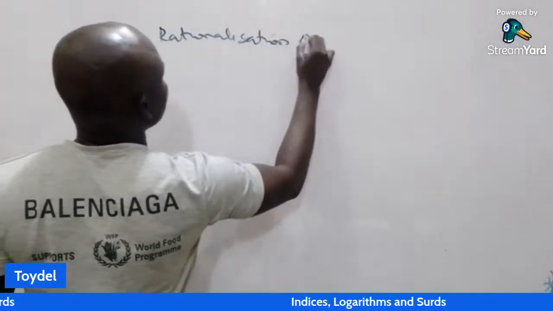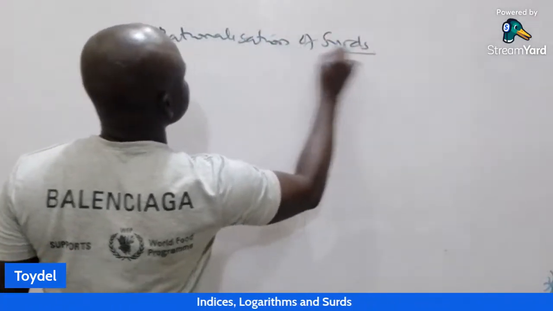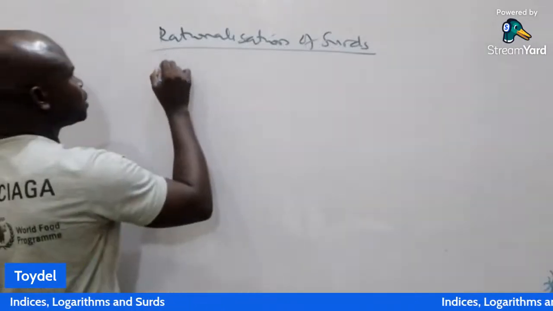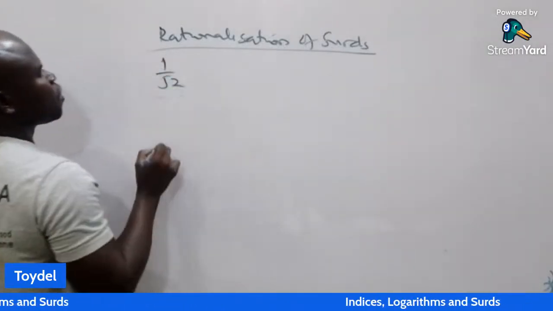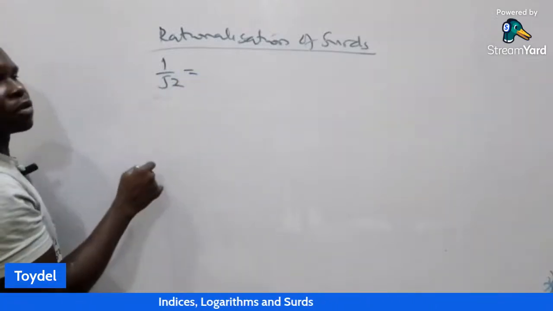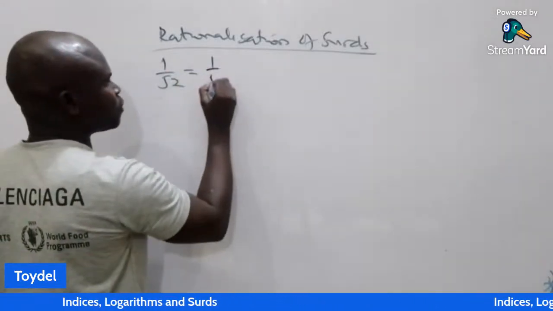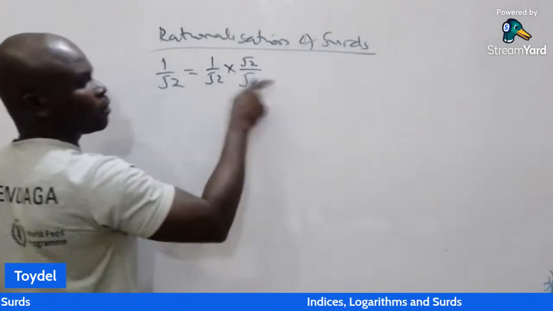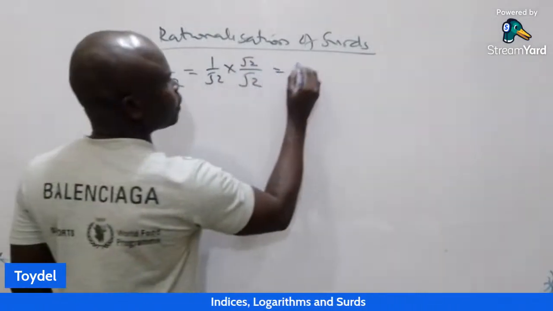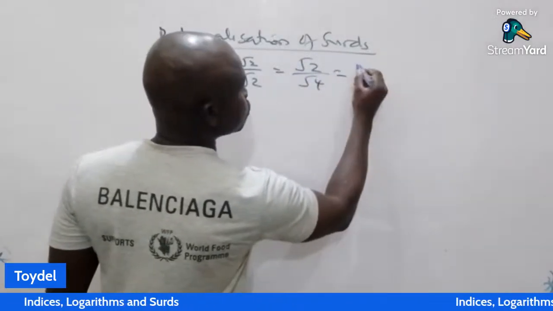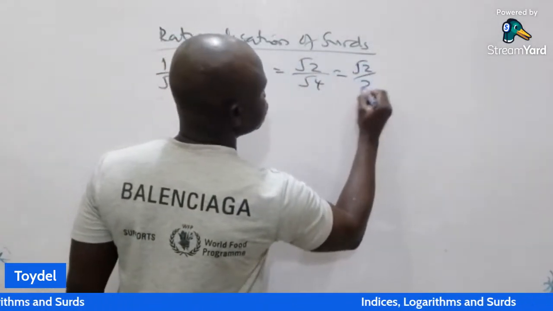Rationalization of sorts. For instance, say you have 1 over root 2. Of course, in mathematics, we are not comfortable having a square root at the denominator. Then what we normally do is that we multiply both the numerator and the denominator by root 2. At the end of the day, I'm going to have root 2 over root 2 times root 2, which is root 4. What is root 4? It is 2. So I have square root of 2 over 2.